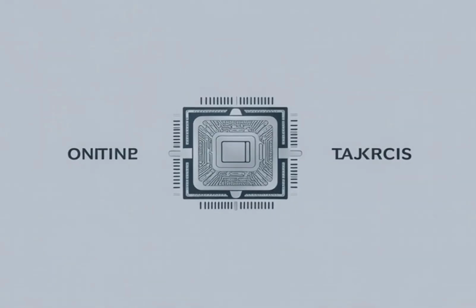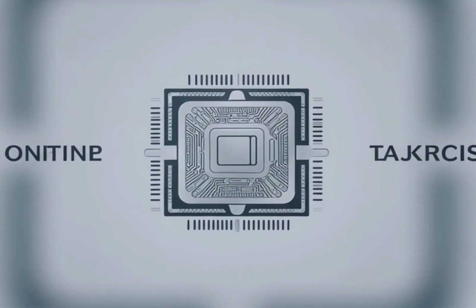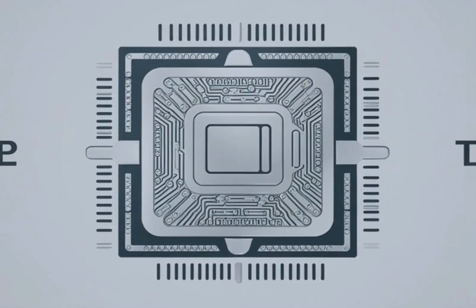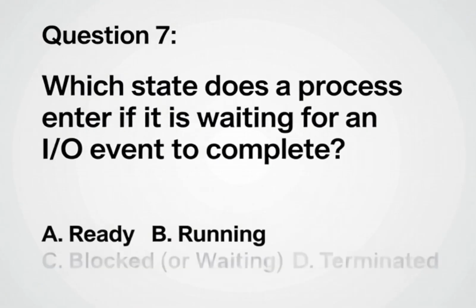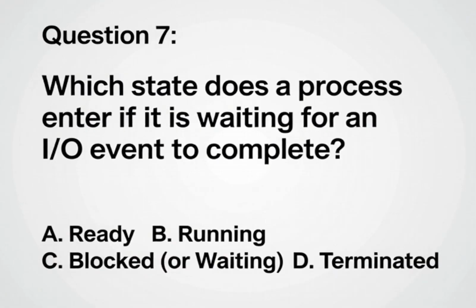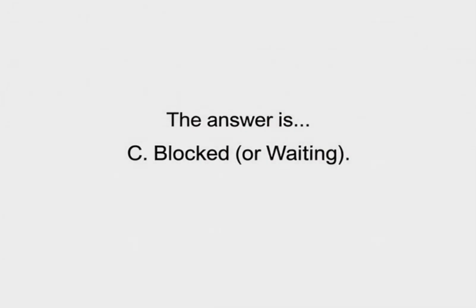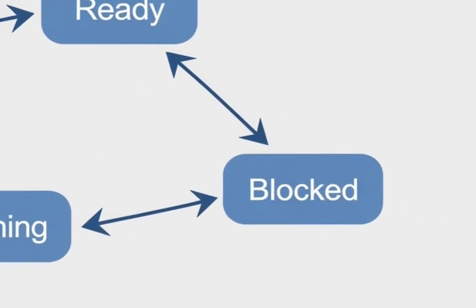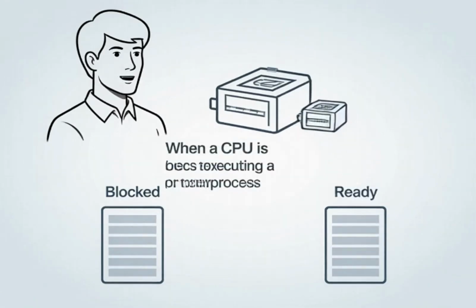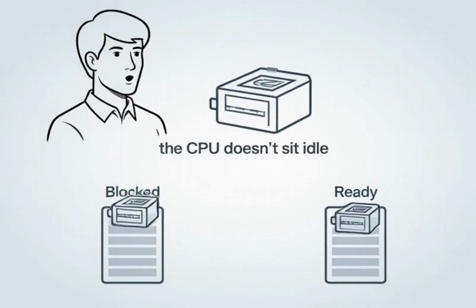Let's look at the operating system. This usually focuses on process management and memory. The answer is C, blocked or waiting. When a CPU is executing a process and that process needs to read a file or wait for a key press, the CPU doesn't sit idle.